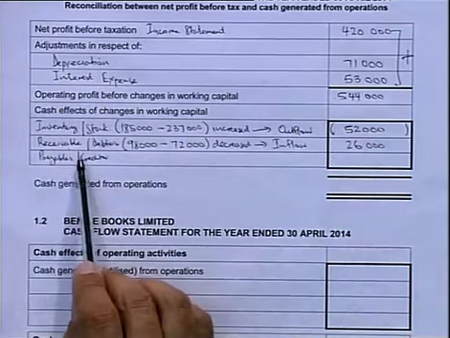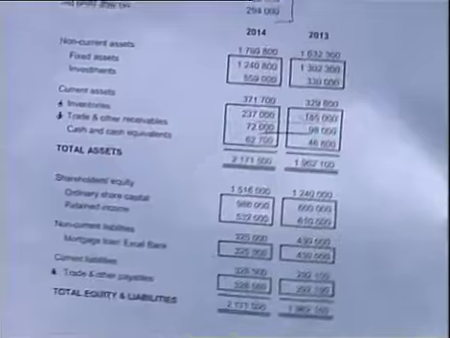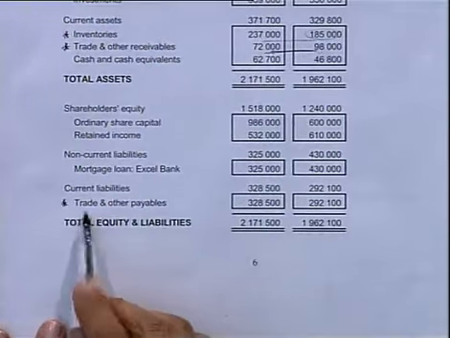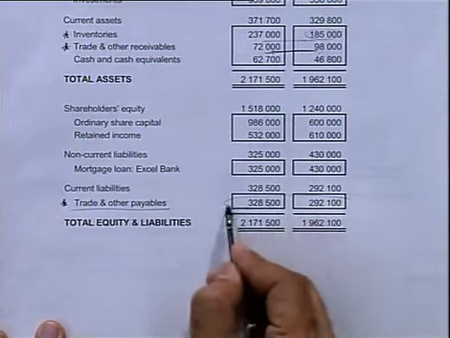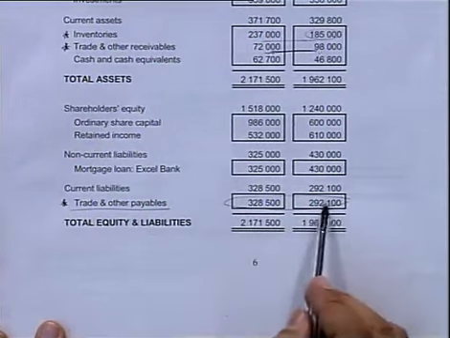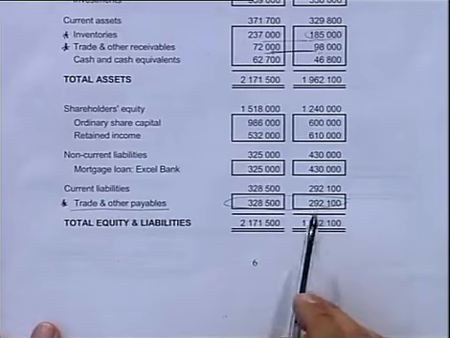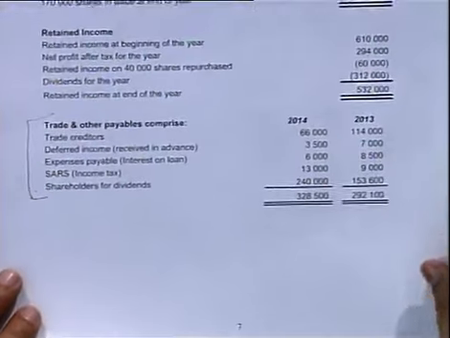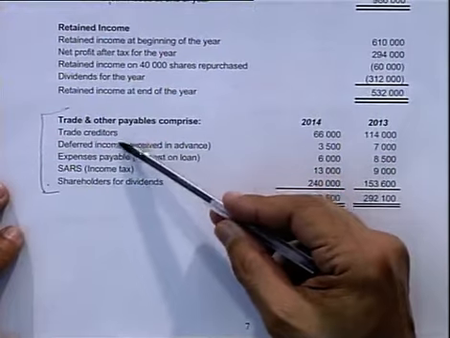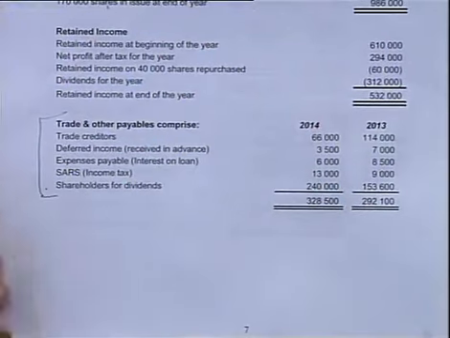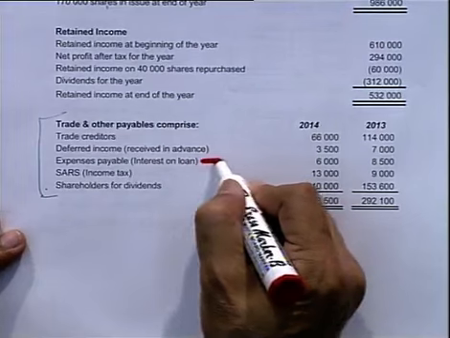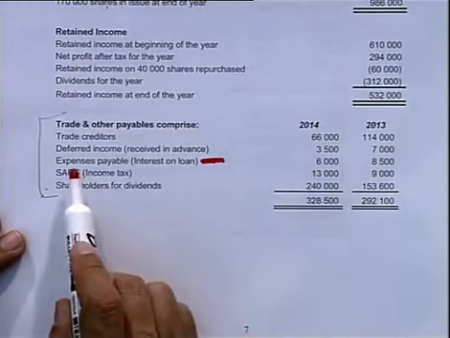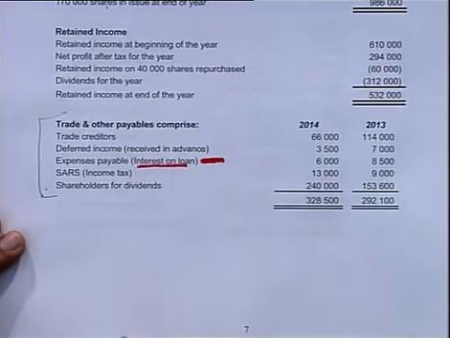Right, then the next one, we have to go to the payables. Again, we're looking at the payables at the bottom. So we need to check if there is no note explaining those two figures, then we have to take the figures in the balance sheet as they are. But if we look at the additional information given, there is a note regarding the trade and other payables. And there is something extra which is very, very important. Okay, this one over here. It says expenses payable, interest on loan.